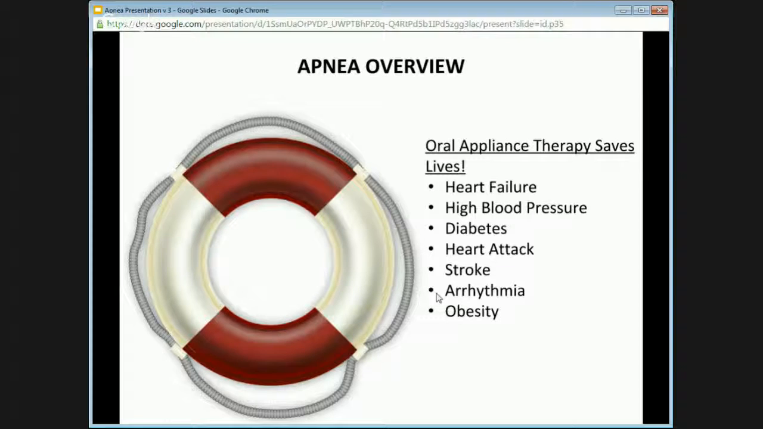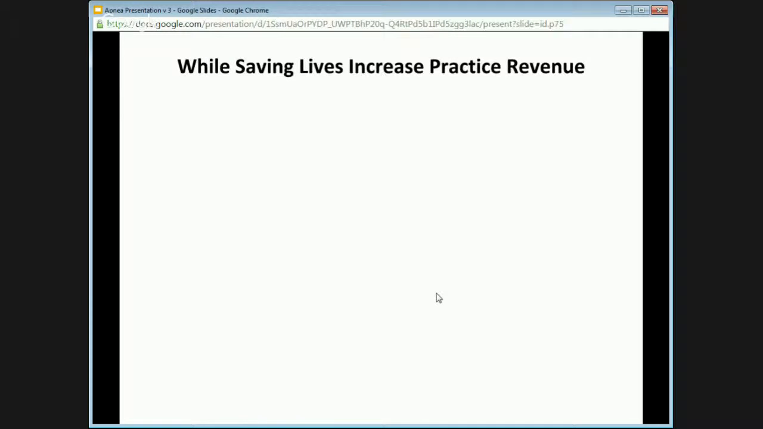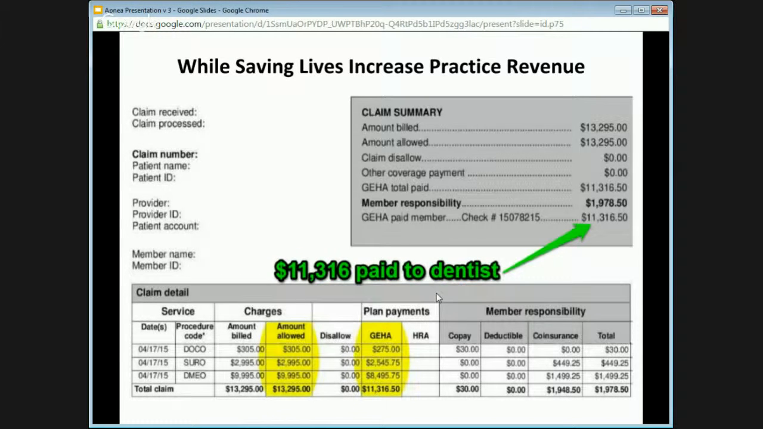Now, I'm not saying that every person who has high blood pressure should get an oral appliance and it will automatically get rid of that high blood pressure. That is not true. What I'm saying is you could be helping your patients, because high blood pressure, heart failure, and all of those things are directly connected to sleep apnea. While saving the lives of your patients, your patients will love you, and your practice is going to be tremendously benefited from it.